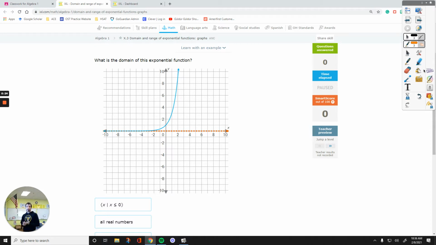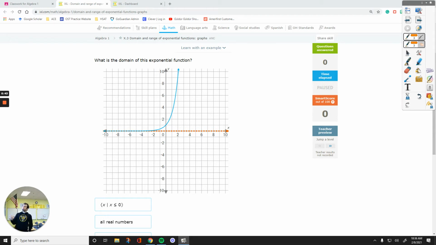We are working with graphs. So in this assignment we are going to have several given exponential graphs, and we are going to decide what their domain or range are. So let's first talk about the concept of domain and range.